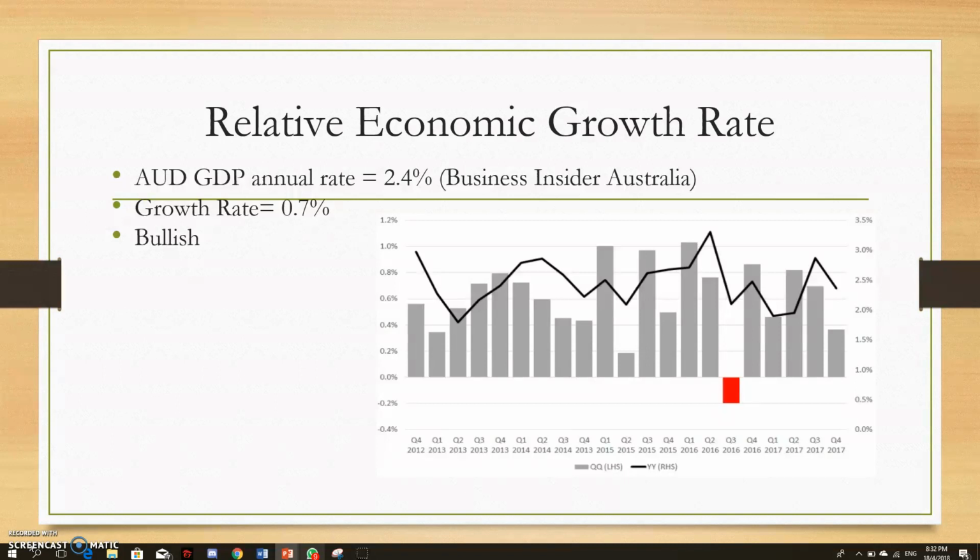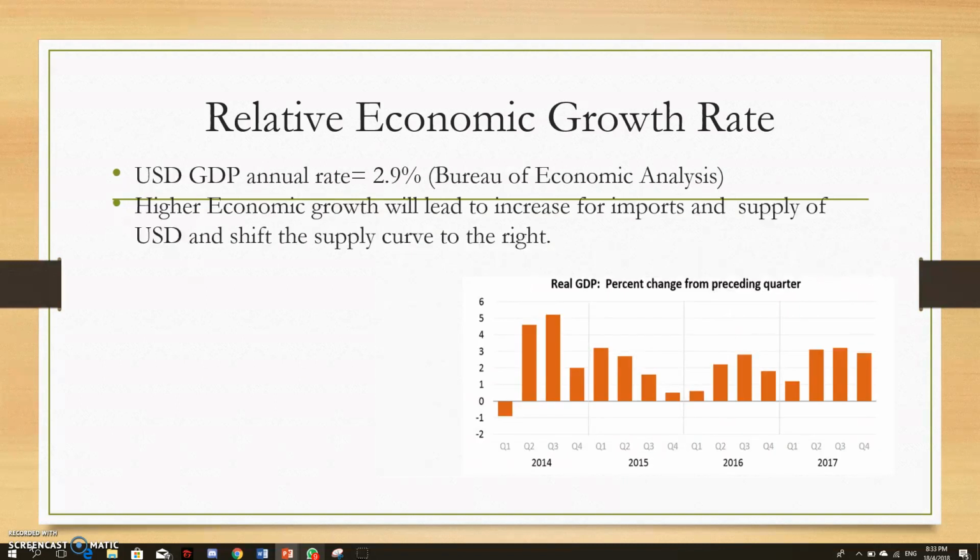The year-on-year growth rate slowed to 2.4% from 2.9%, below the 2.5% level expected by both the RBA and economists alike. Compared to 2016, the economy grew by 2.4% in 2017. On the other side, according to the Bureau of Economic Analysis, the annual GDP growth of the US is 2.9%. A higher economic growth will lead to increase for imports and supply of USD and shift the supply curve to the right.